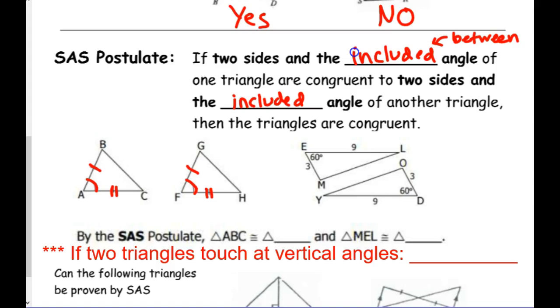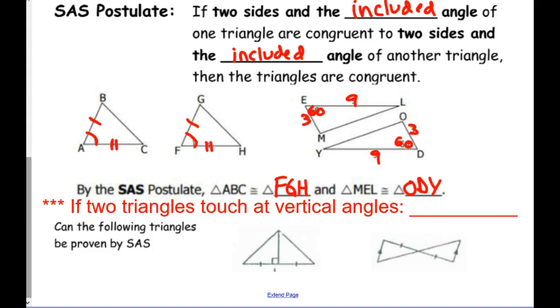Okay? And then over here, you can do it with numbers. Here's a side that's congruent. Here's a side that's congruent. And between them, there's an angle that's congruent. Okay? Side, angle, side. So by the SAS postulate, ABC is congruent to, again, FGH. And MEL is congruent to ODY. Melody. Okay? So again, that's side, angle, side.